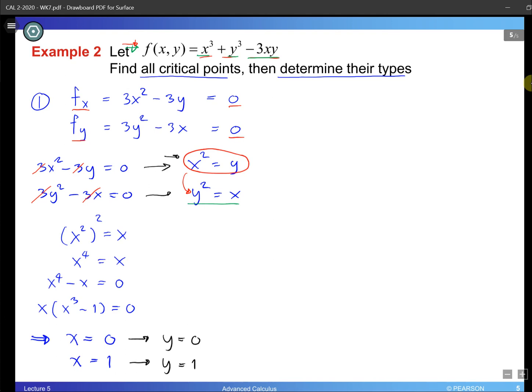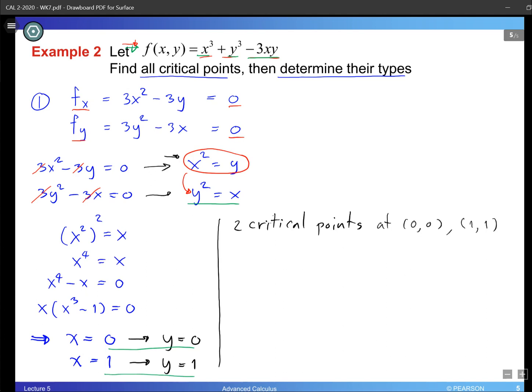This means that we have found two critical points. Alright, make a note right here. Found two critical points, two of them. One at 0, 0. And the next one is 1 and 1. Okay, these two points.